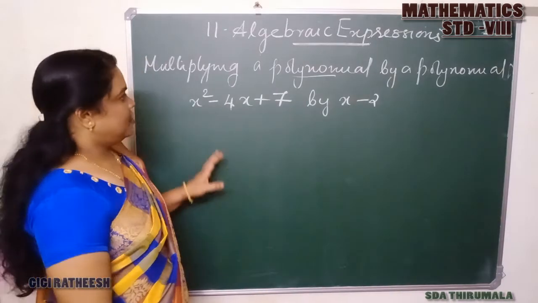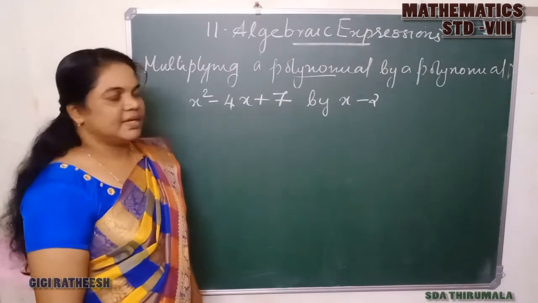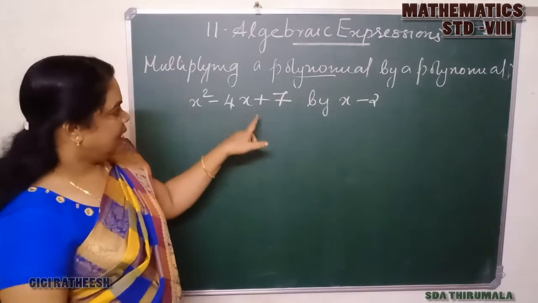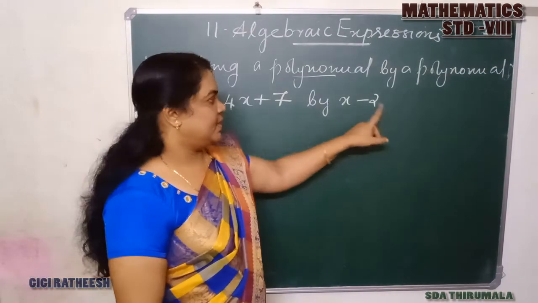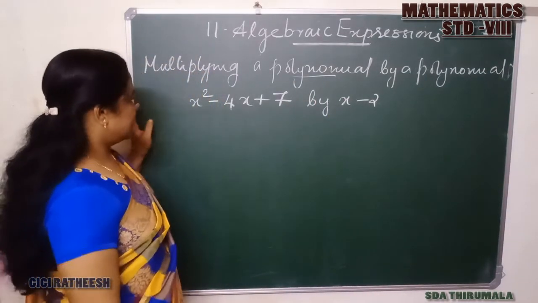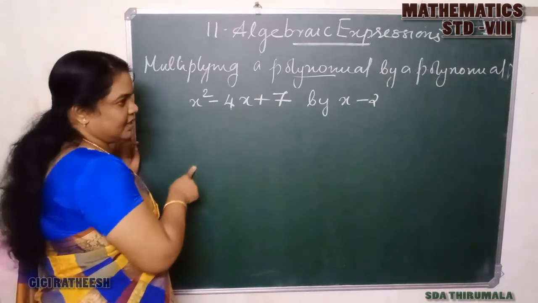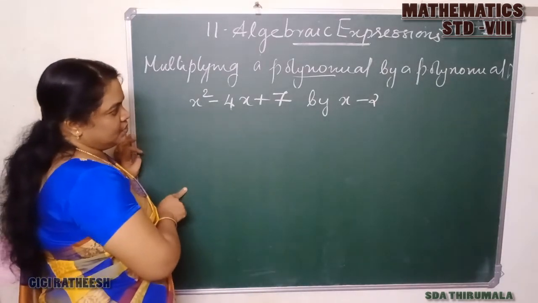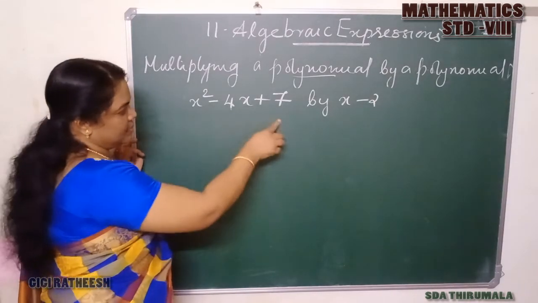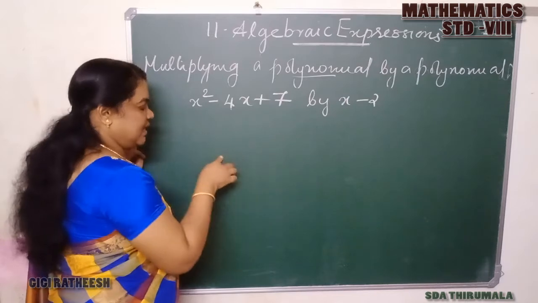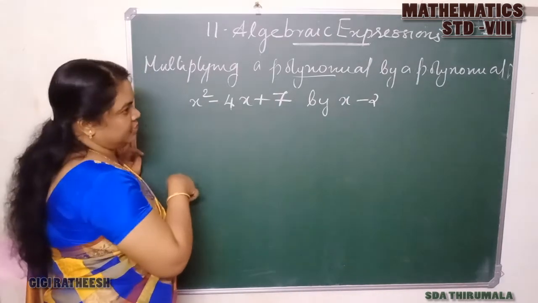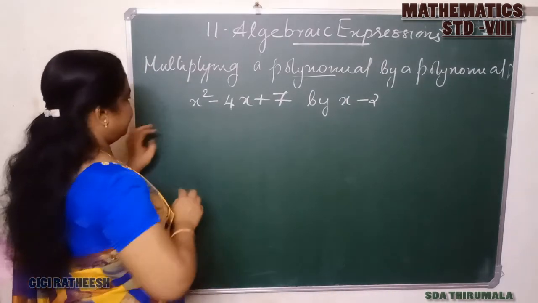And the next form is multiplying a polynomial by a polynomial. And here the first one is x square. Here also we can multiply by two methods. The first one is the proper multiplication method, and then the alternative method, which I will show you later.